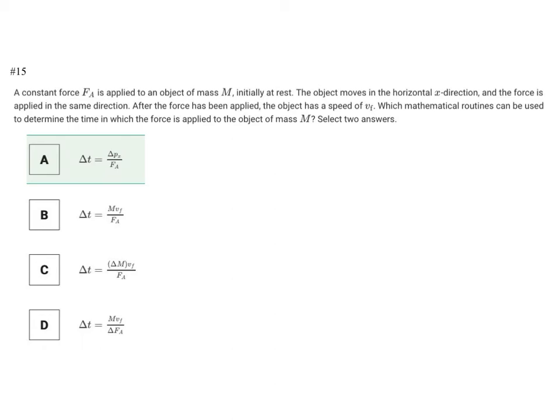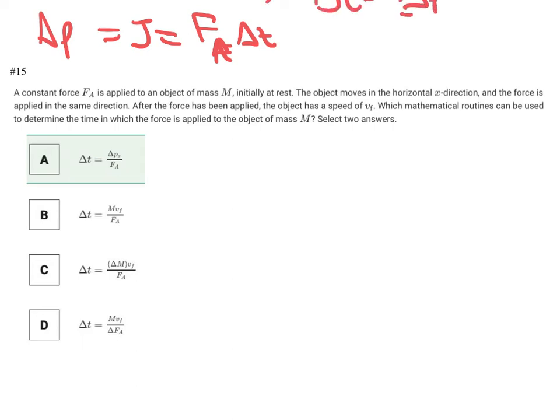So we want delta t, and delta t is related to the impulse J by saying that the impulse is the force times delta t. But we also know the impulse is delta p. So certainly one thing would be to just solve this and say, oh, delta t is delta p over the force. And that's answer A, so yay for that. Then we've got to find the harder ones.